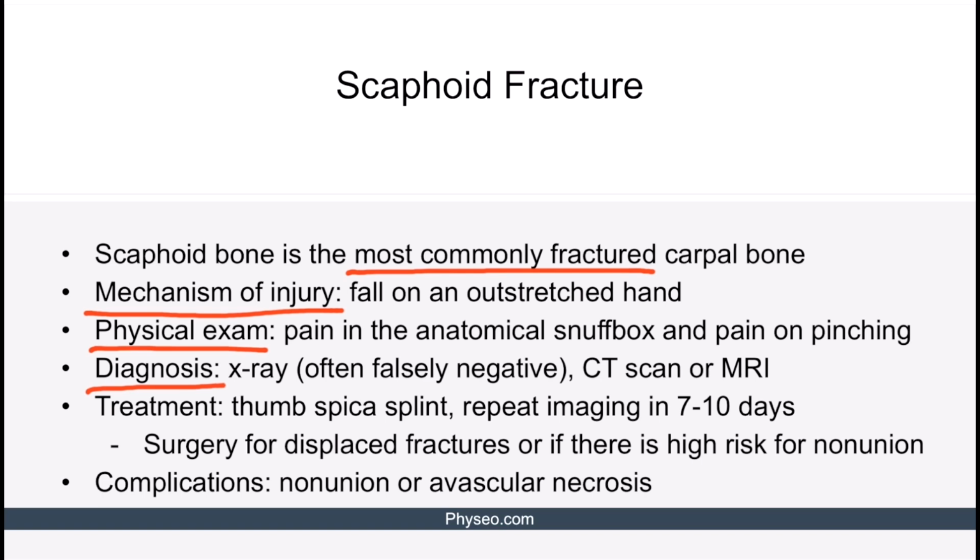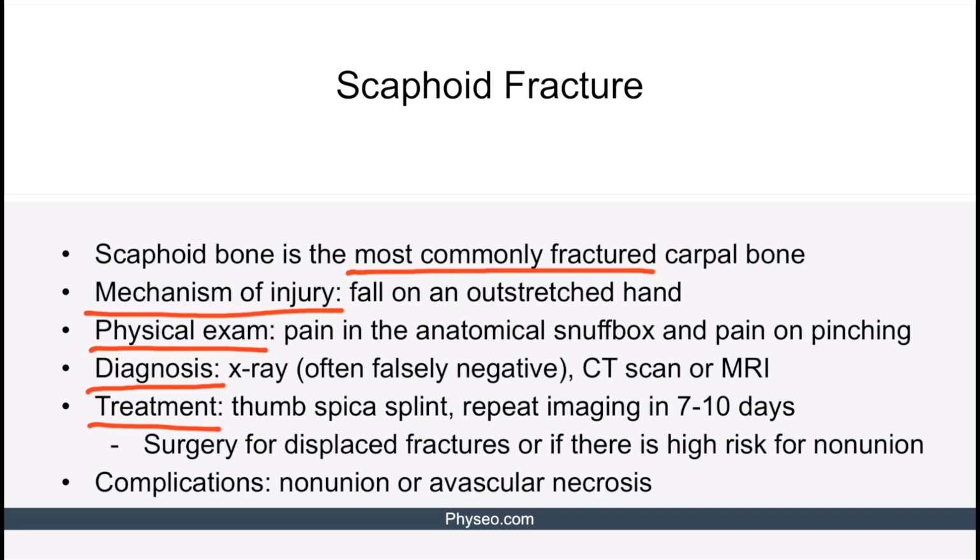The diagnosis begins with x-ray of the wrist and hand, although it's important to note that x-rays of scaphoid fractures are often falsely negative. A negative x-ray prompts either more advanced imaging, such as a CT scan or MRI, to definitively rule out a fracture, or simply empiric treatment. The most common treatment approach is a thumb spica splint, followed by repeat imaging in 7 to 10 days to ensure appropriate healing of the fracture.